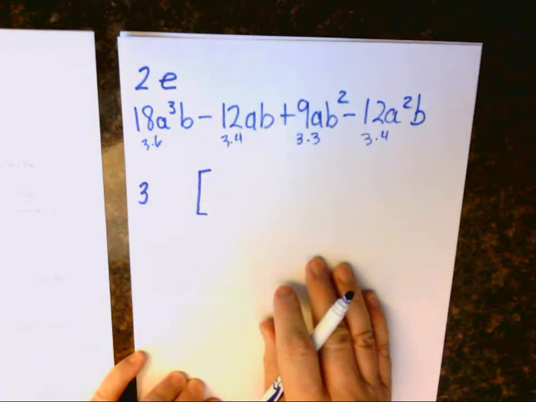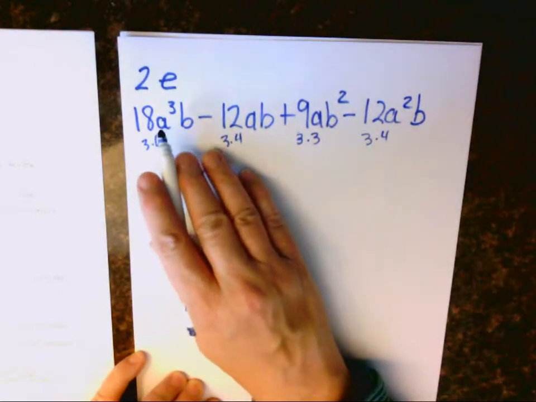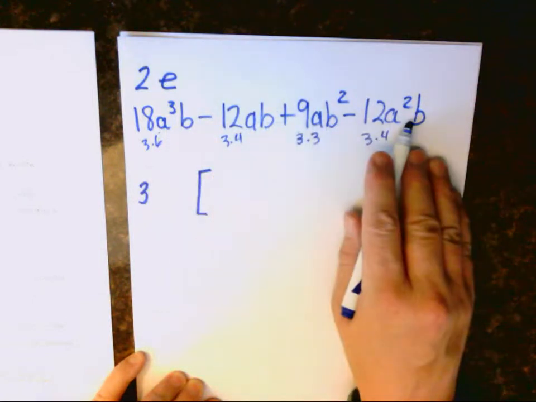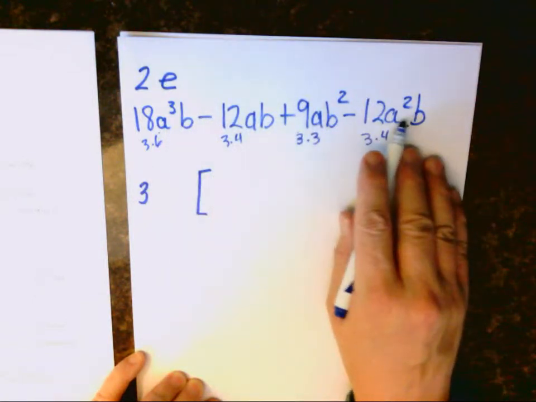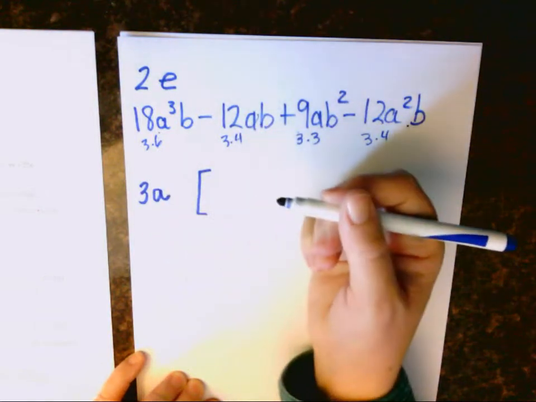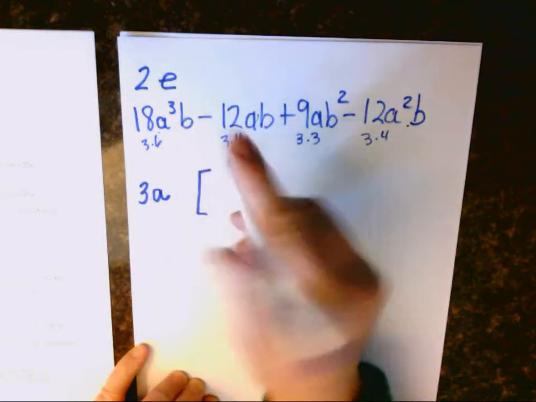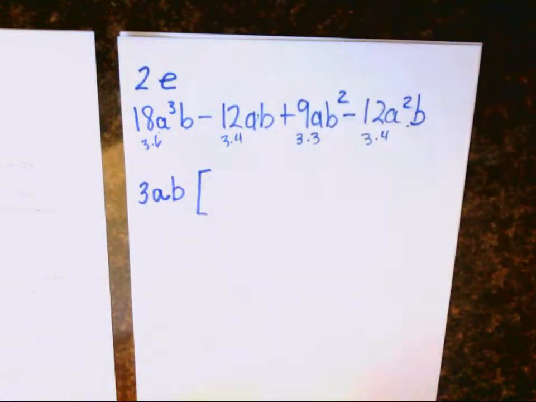All right. And so, look at the variables. We have an A. Everything has an A. Take the lowest exponent for A. That's A to the first. So we can pull out an A to the first. And B. There's a B in everything, and the lowest power is B to the first. So I put 3AB is the greatest common factor. Now I'm going to factor it out, divide it out.